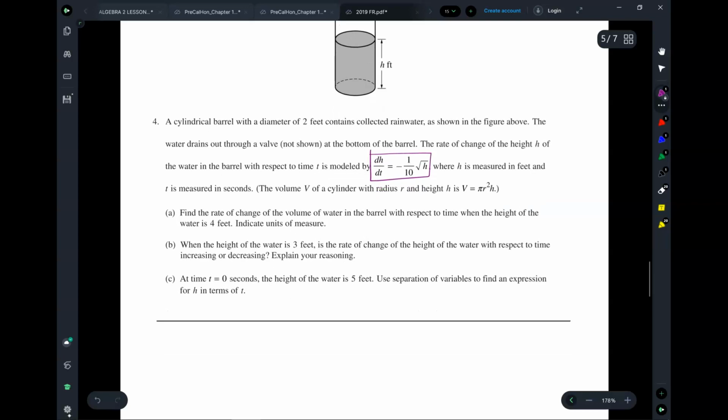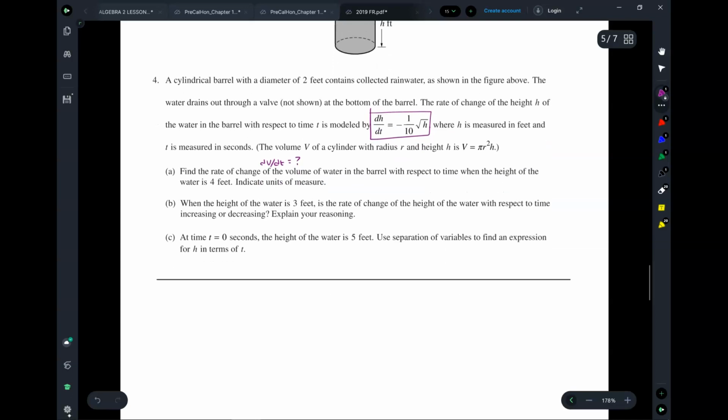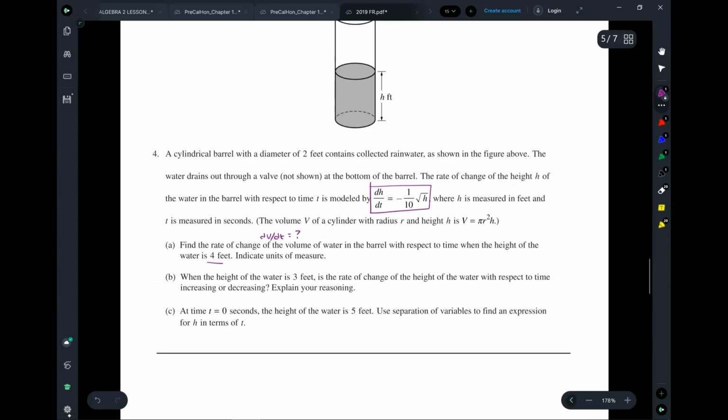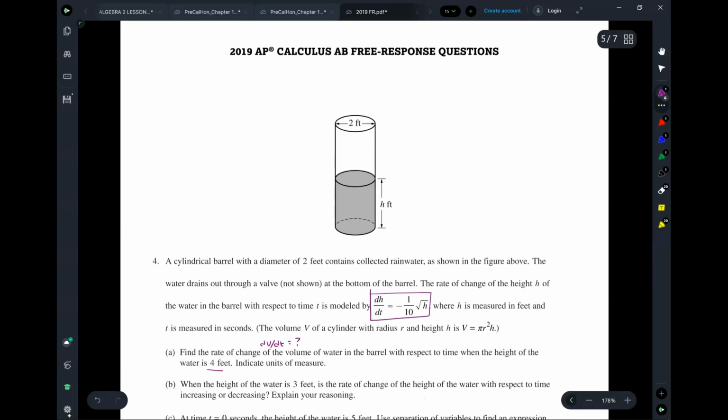Find the rate of change of the volume dV/dt with respect to time when the height of the water is 4 feet. Indicate units of measure. Okay, so maybe I'll do part A over here. If I want dV/dt, I need to start with the thing I'm taking a derivative of, which is volume. V is pi r squared h, right?